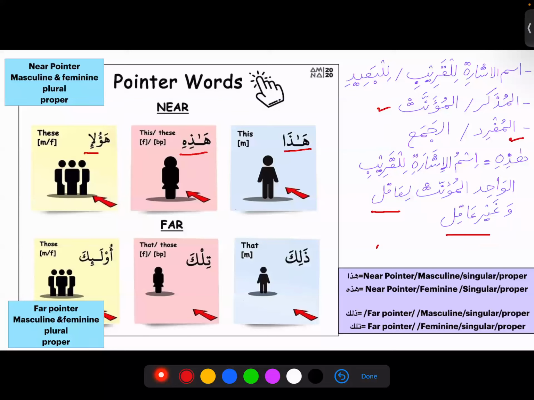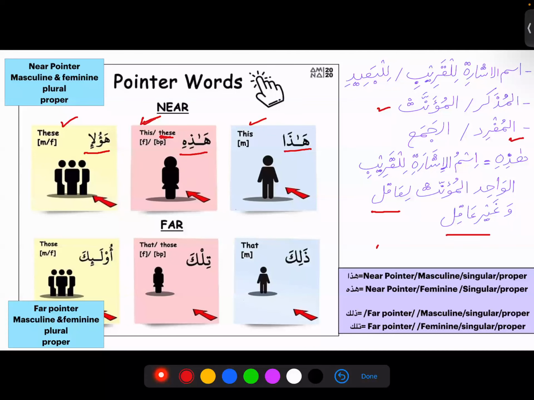Then comes haulai. Haulai is the plural version. And the translation, we're going to say these, right? So for haza and hazihi, we were saying this. And it says these over here as well. Why? Because some things are going to be plural, but they are going to be considered feminine. So that's why we are going to use these for them, but don't worry about this right now. So right now we're going to say, okay, this and this. And haulai, the translation would be these.